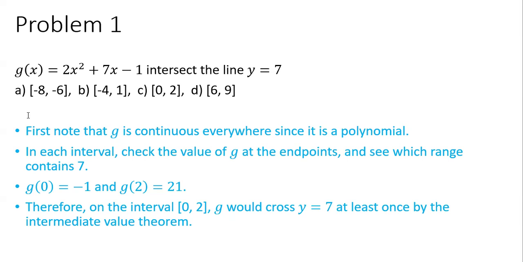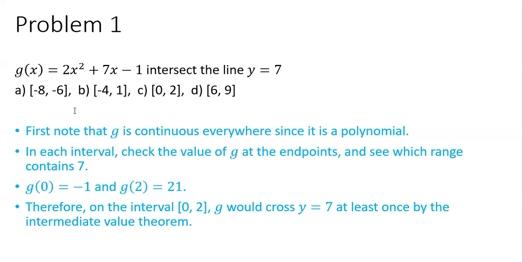Okay, so first of all, we have to note that our function g of x is continuous for all values of x. How do we know that? It's a polynomial. Polynomials are continuous for all real x. So that means our condition for the intermediate value theorem is met. It has to be continuous on some interval. It's continuous everywhere, so we're good there.